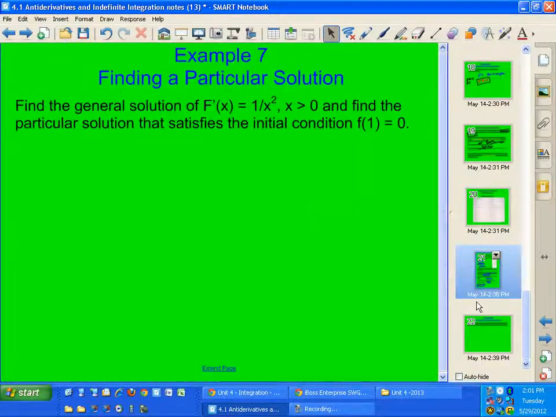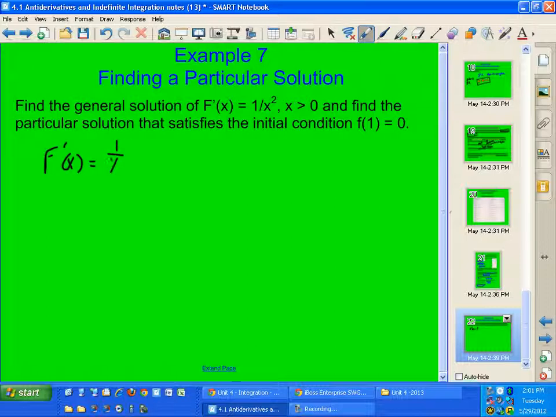We're dealing with f prime of x equaling 1 over x squared. And x has got to be greater than 0 because we can't have a negative square root, and so on and so forth. And it's got to go through the point 1, 0. So that's our initial condition, so that's where we're looking for a particular solution. If I want to find f of x, remember that's the antiderivative of this, and I'm going to rewrite this as x to the negative 2 dx just to save myself a step.